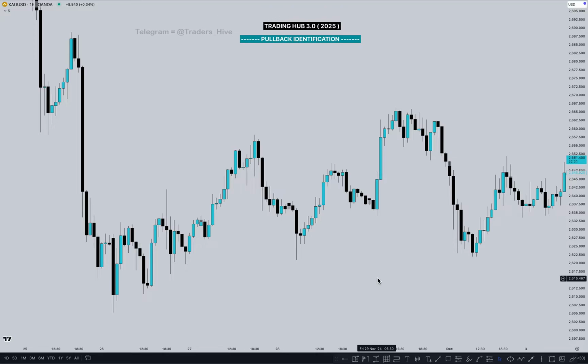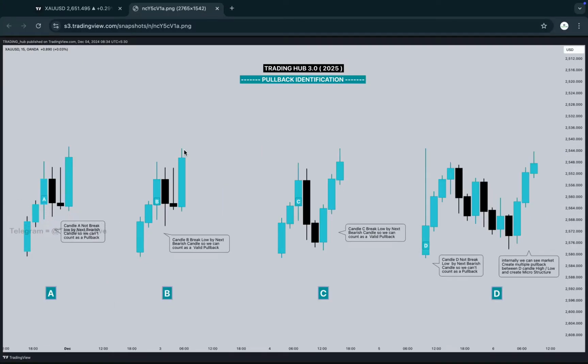A few things you need to understand before marking any kind of valid pullback: what is a pullback, and how do we identify a valid pullback and an invalid pullback. I will explain all these things step by step in detail. These are a few diagrams where you can understand how a pullback works and what the definition of a pullback is. We have 4 diagrams here.